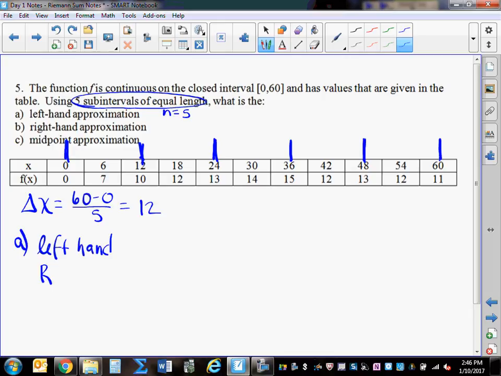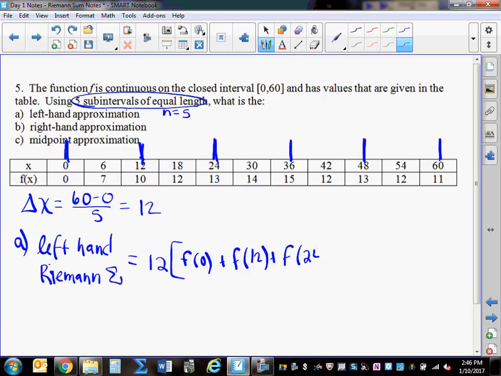All right, so my left-hand Riemann sum. Again, we're starting with the left side. So the width is 12 times the left-hand side, so f of 0. My next one would be f of 12. The next one is f of 24. The next one is f of 36. F of 48.